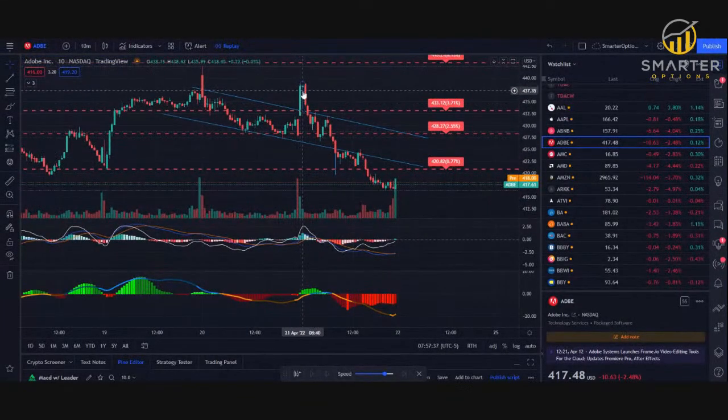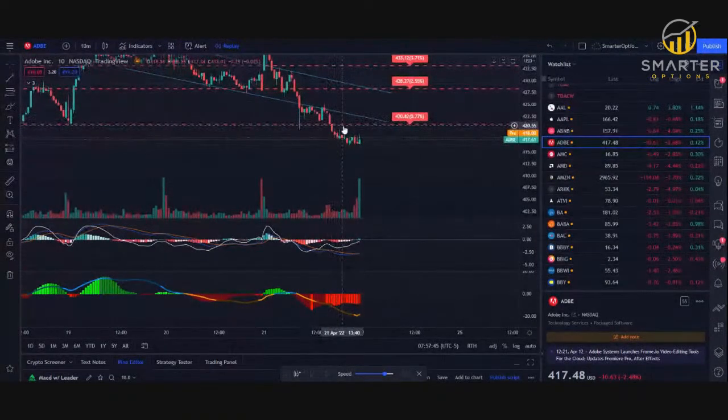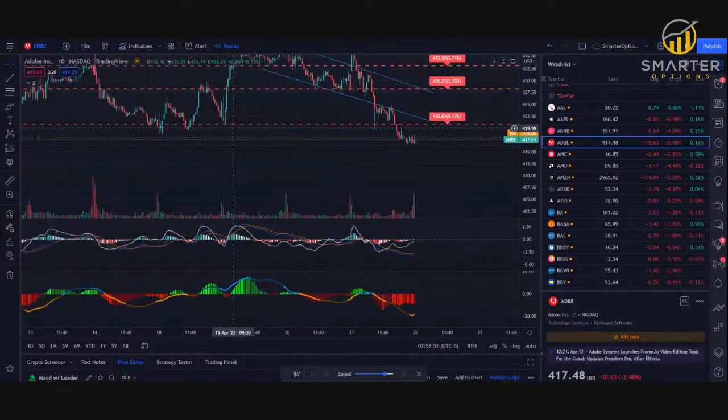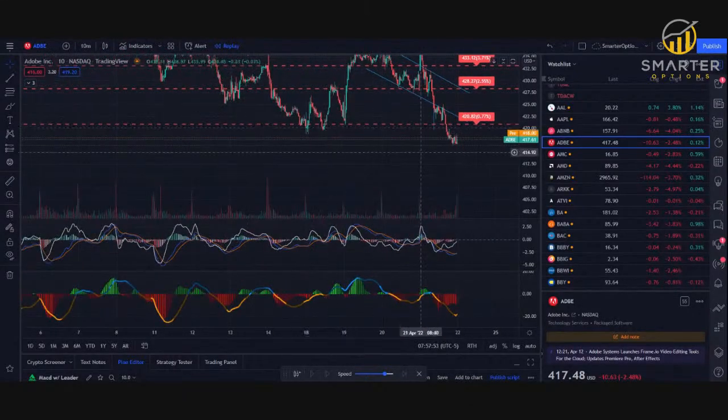Also, my MACD was starting to struggle right there. Like I said, no real strong moves, and sure enough, it came lower. I was targeting about 420. I was waiting for a bounce because that's where it rallied previously.